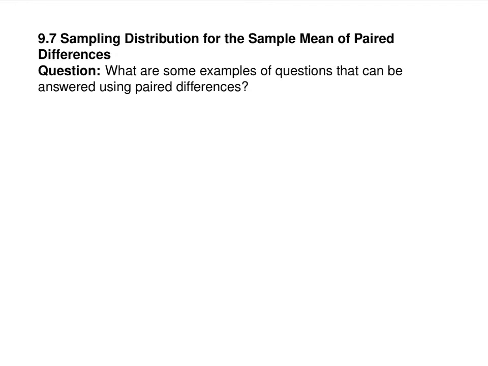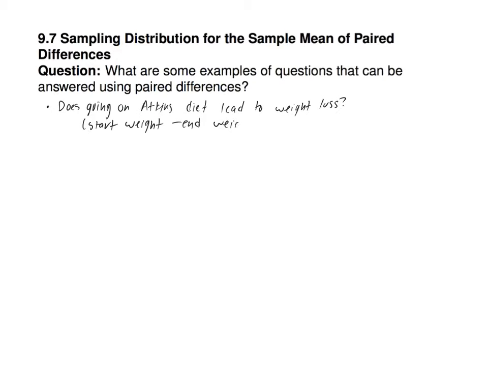So for example, does going on the Atkins diet lead to weight loss? Do you see how there's an obvious pairing there? Start weight minus end weight. You could do something like that for every single person.